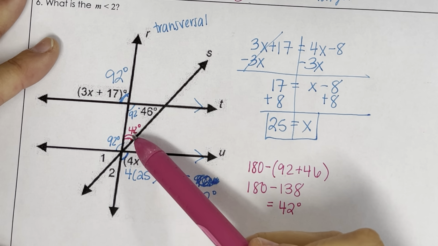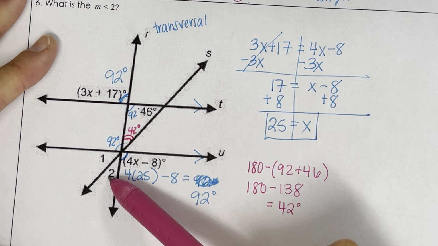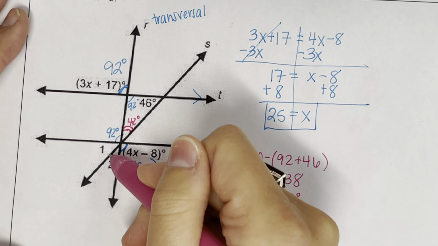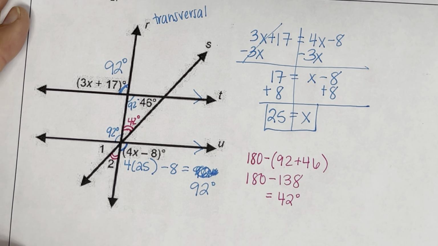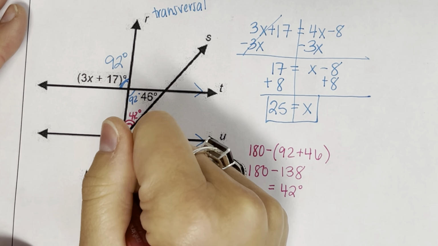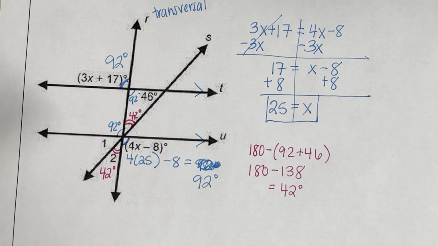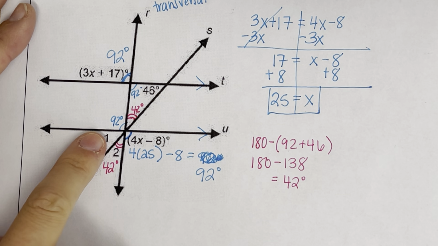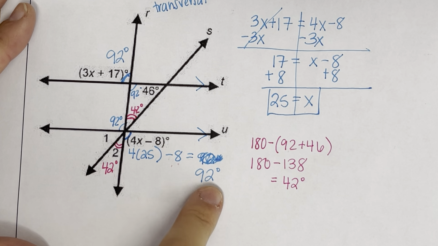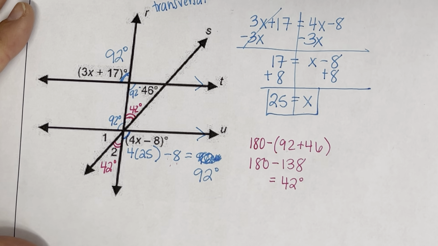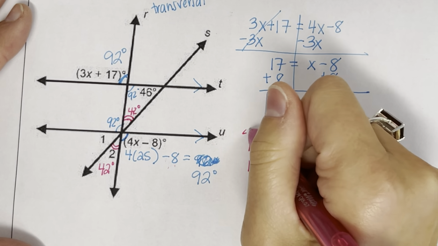Now, I also notice I've got another pair right here of vertical angles. So if this is 42, directly across from it is a vertical angle, and vertical angles are congruent. So if this is 42, angle 2 is also 42 degrees. And then the last thing I'm gonna do is figure out this angle 1. I know if I add angle 1, angle 2, and this angle over here, the 92 degrees, I should get a total of 180. So this is how I figured out angle 2.